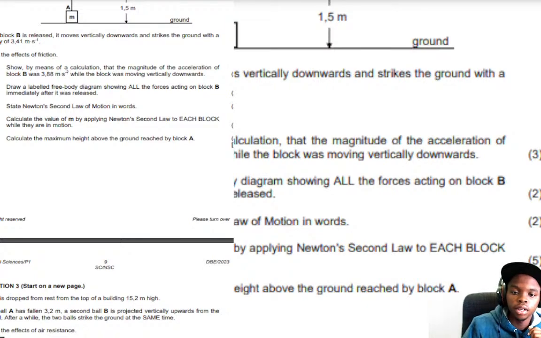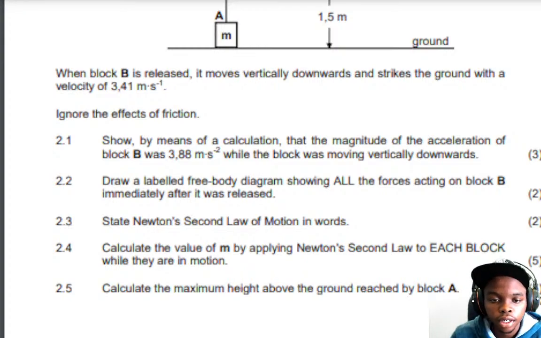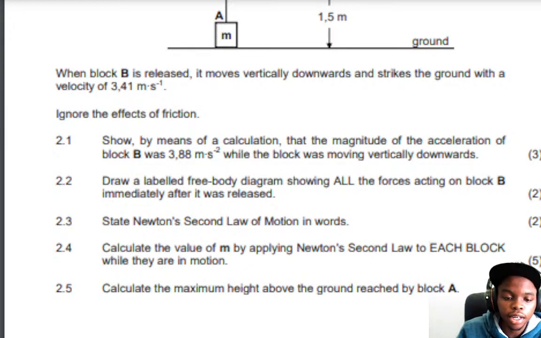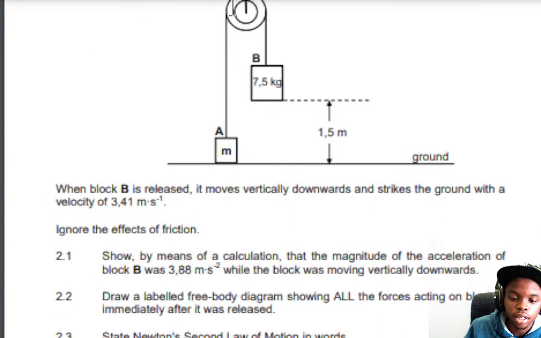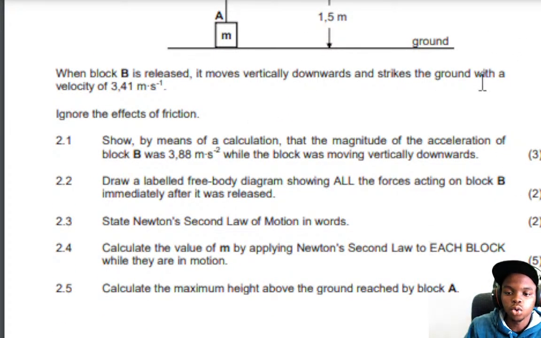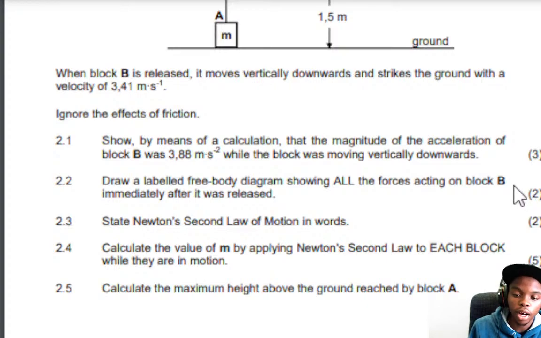So for example, check this one. It says draw a free body diagram showing all the forces acting on block B immediately after it was released. Now if you check block B here, it has an inextensible string on a pulley, and there are only two forces acting on it, which are the tension and the gravitational force. If you check the mark allocation, you can see it's 2 marks, indicating that there are only two forces. As I said, the mark allocation indicates the number of forces you're going to have on an object.